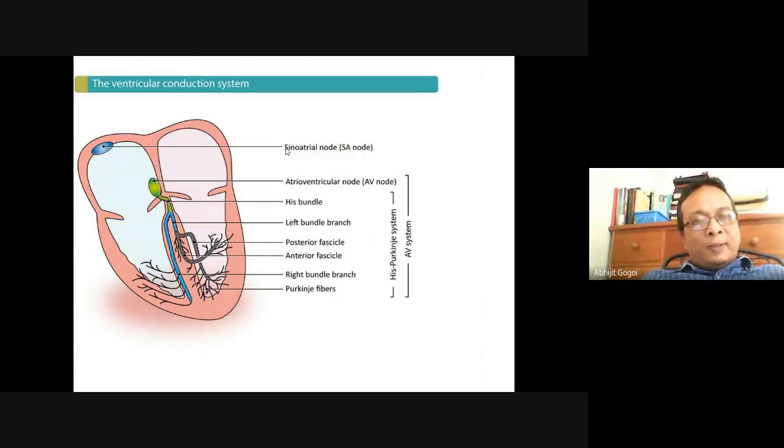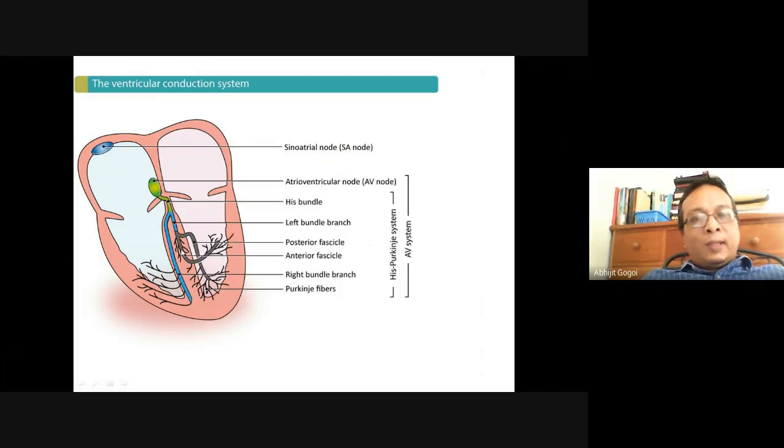To understand the bifascicular block, we also have to understand the normal cardiac conduction system. The SA node generates the impulse, it comes to the AV node, then through the bundle of His, and then it divides into two branches. This is the right bundle branch, and this is the left bundle branch, which is again divided into two branches. This is the left posterior fascicle and the left anterior fascicle.